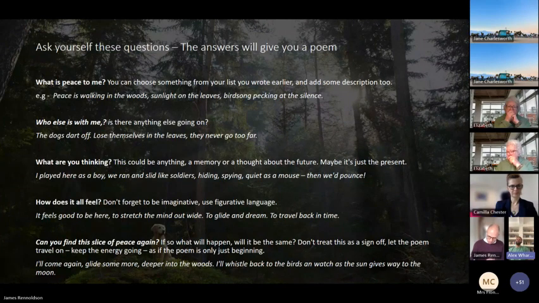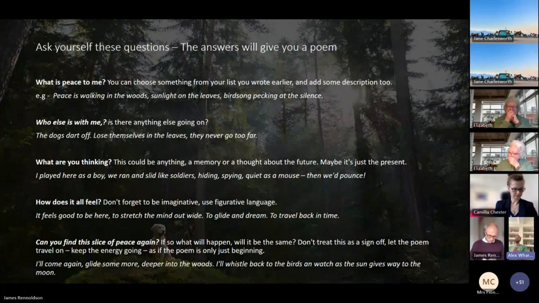So what is peace to me? You can choose something from your list that you just wrote, add some description too, okay? This is just a nice flow-in poetry exercise to get the words weaving. And I do think that by the time you've done this one and then a humorous poetry exercise, the combination of the 2 will make you think a bit more, I hope, confidently about putting pen to paper when it comes to writing poetry for the curious natured souls out there, whether they are children or adults or whomever.